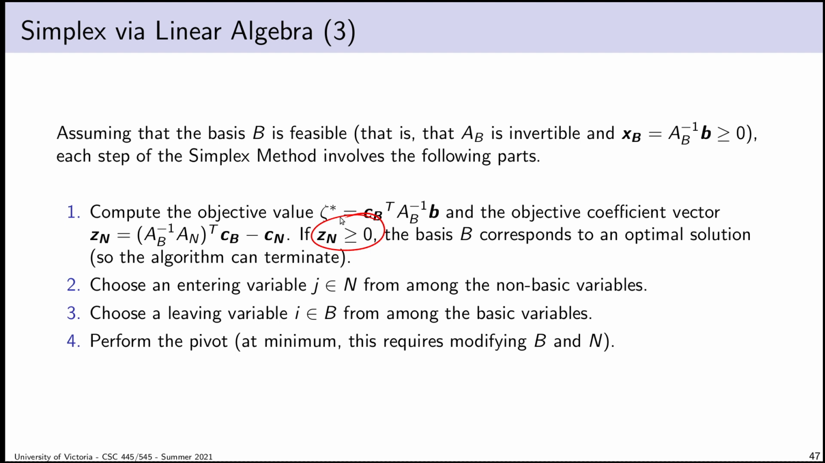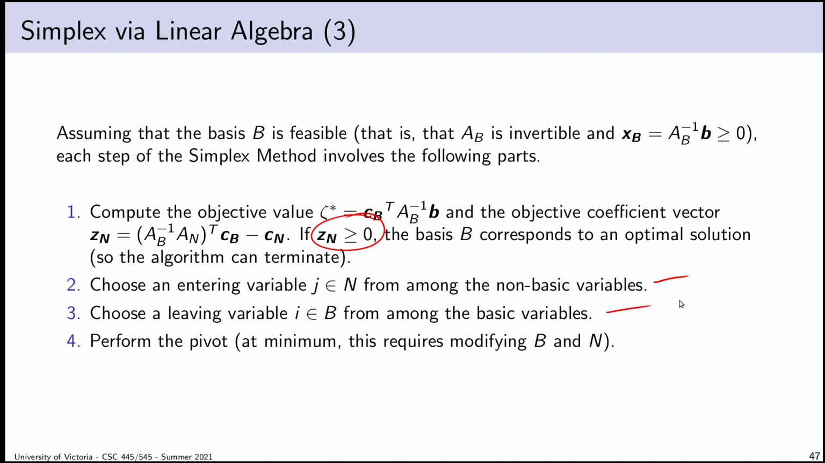And remember that elements of Zn that are negative correspond to variables that have a positive objective coefficient. So if no variable has a negative coefficient in Zn, that means I'm staring at an optimal dictionary. And if that happens, I'm done. The algorithm's over. If not, then I want to choose an entering variable, subject to whatever pivot rule I'm using.